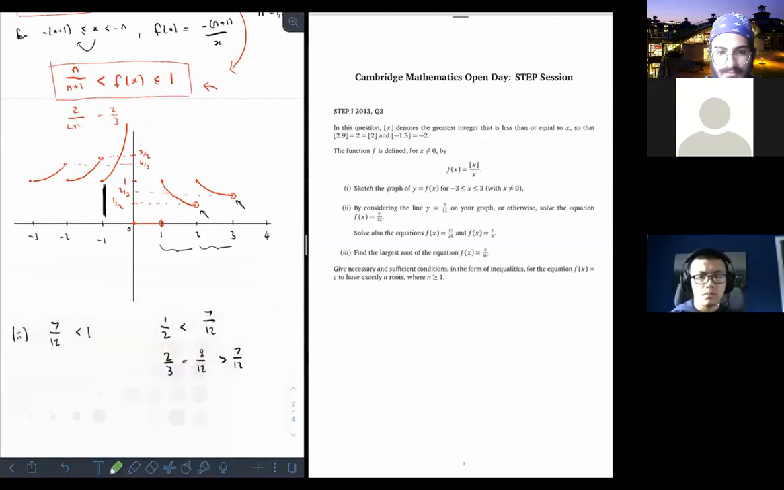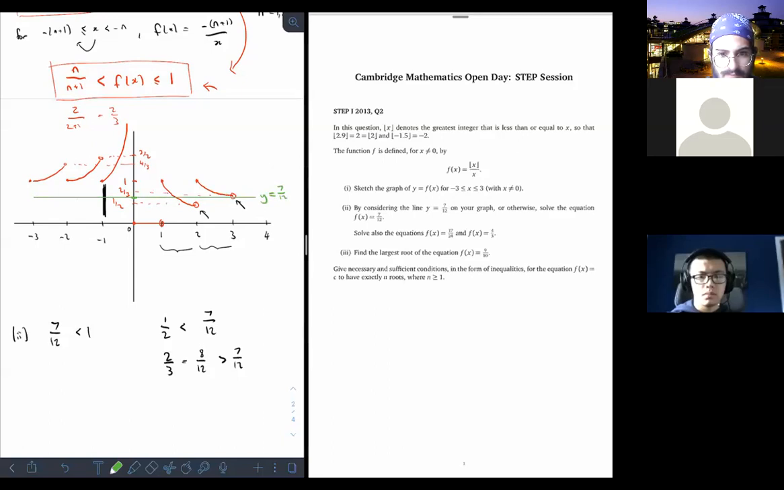So therefore the line y is 7 over 12 is going to lie in between a half and 2 over 3, i.e. in this green spot where I'm drawing on the graph. And so if we draw it in, it'll look something like this. So this is the line y is 7 over 12.